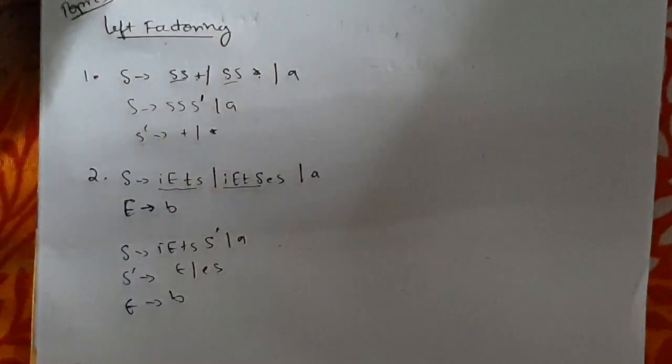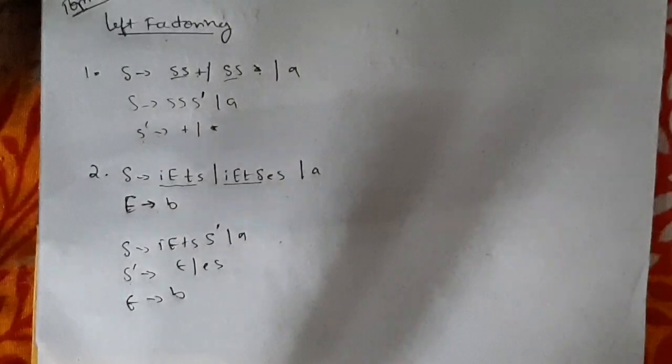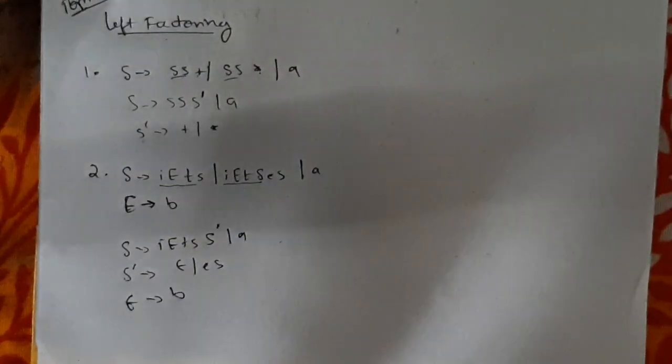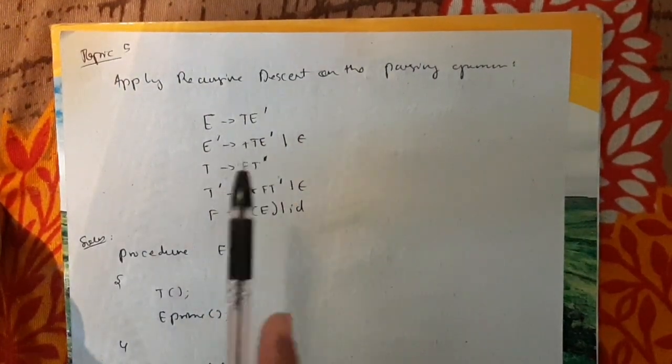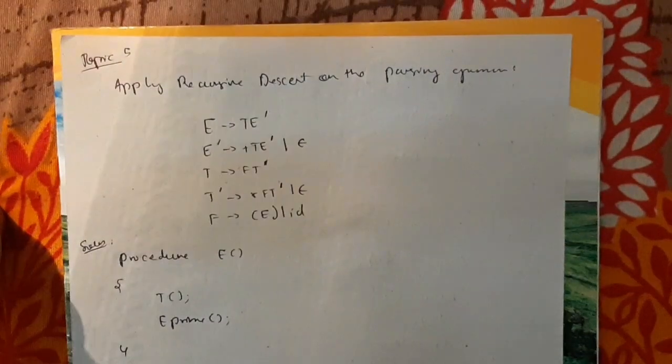We'll be using both left recursion and left factoring in the upcoming problem, which is of LL1. Before that, we need to know how to solve first and follow, so let's solve one question regarding that. This is the fifth topic, which is recursive descent parsing. This is the grammar given to us. You have to apply recursive descent.